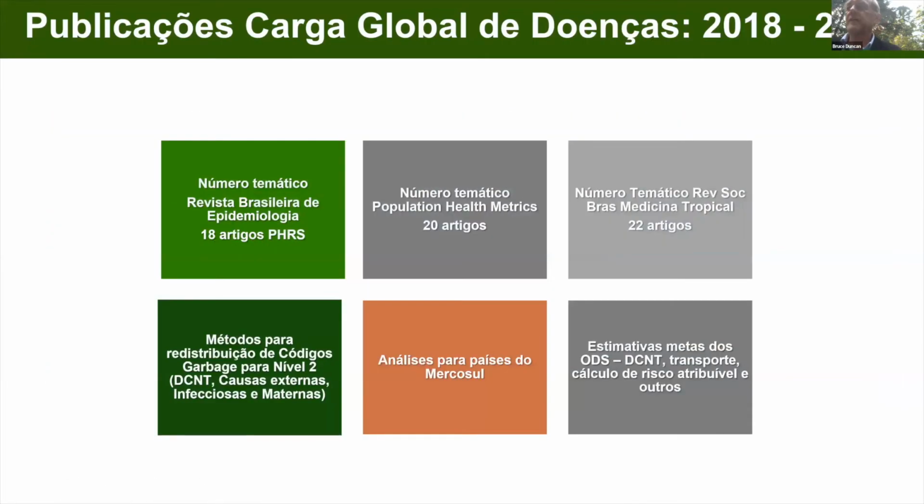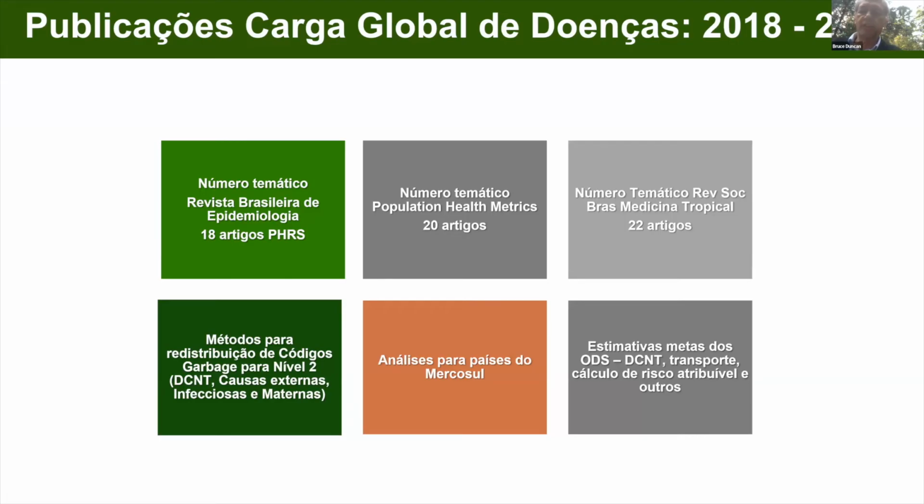Its main activity has been to produce publications, mostly dealing with GBD data in Brazil. There have been 3 supplementary issues of journals. The first, the Revista Brasileira de Epidemiologia, about 4 years ago, and then Population Health Metrics about 2 or 3 years ago, and then most recently in the Revista Sociedade Brasileira de Medicina Tropical, all of them with approximately 20 articles.